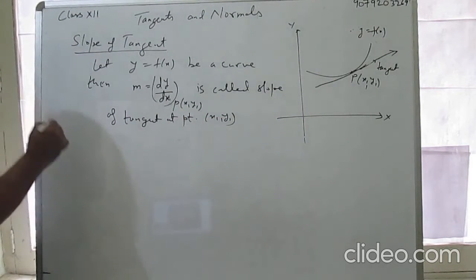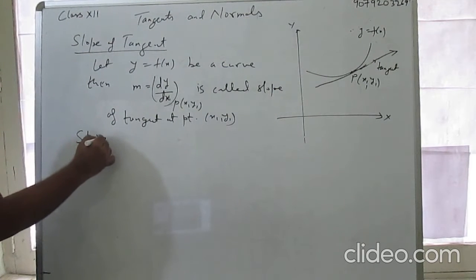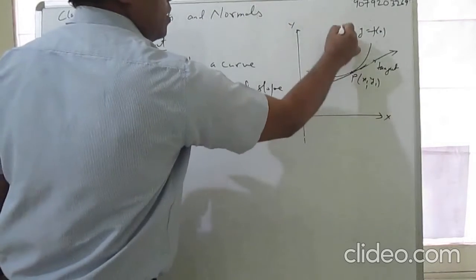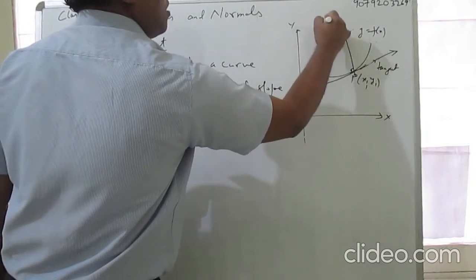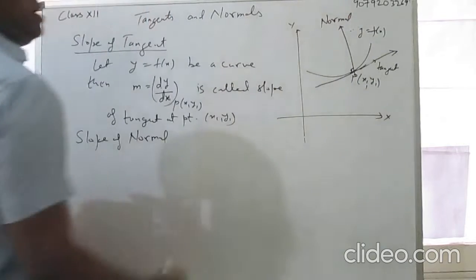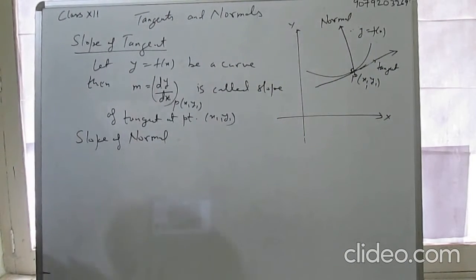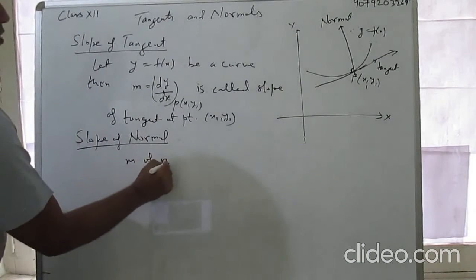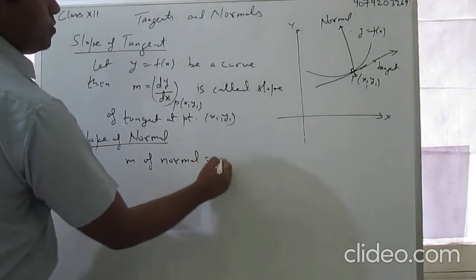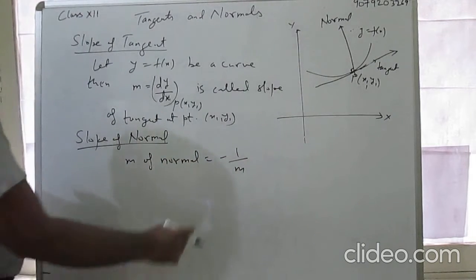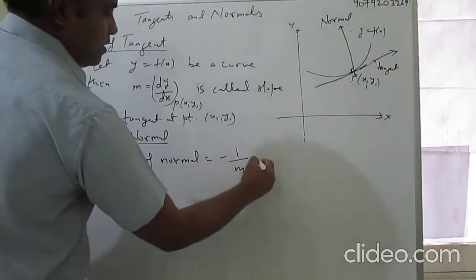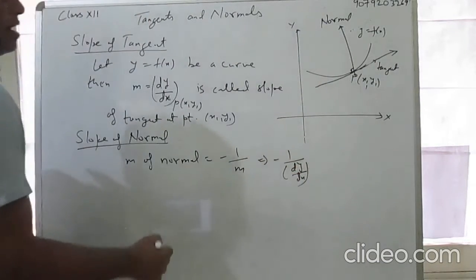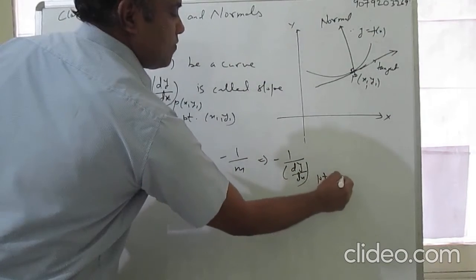Now slope of normal. Slope of normal is always perpendicular to the tangent. This is called normal. Normal is always perpendicular to the tangent. So slope of normal, m of normal, is equal to minus 1 upon m. That is minus 1 upon slope of tangent, or you can say minus 1 upon dy by dx at point x1, y1.